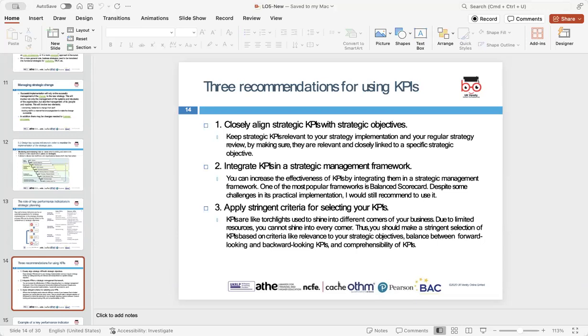So, careful selection of KPIs is essential due to limited resources available for monitoring and analysis. KPIs should be selected based on their relevance to strategic objectives, a balance between forward-looking and backward-looking measures, and their comprehensibility. The criteria for selecting KPIs should ensure that the organization focuses on the most critical areas for success while maintaining a holistic view of its performance.